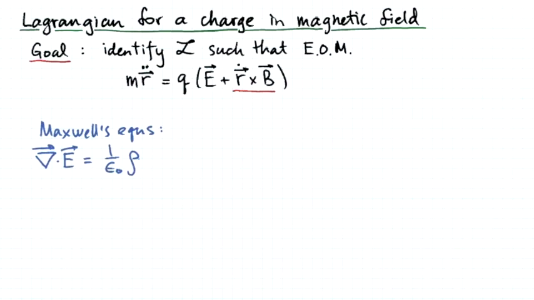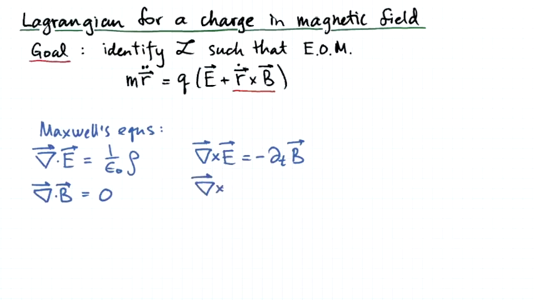Divergence of electric field is determined by the charge density rho. Divergence of magnetic field is zero. Curl of electric field is given by partial time derivative of magnetic field. Curl of magnetic field is determined by the current density and the changing electric field.